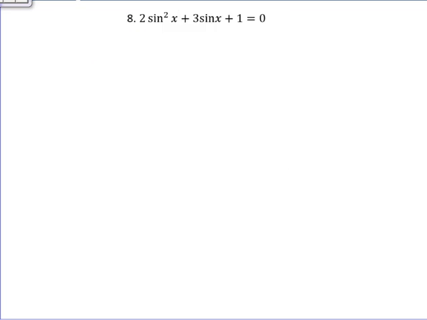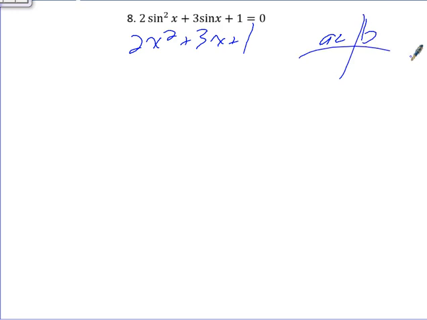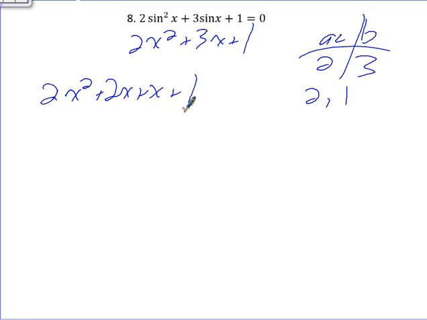For number 8, I don't believe it's a perfect square trinomial because 2 is not a perfect square. So what you're going to want to do for this, you could either substitute x for sine of x and solve it that way. So you could say 2x squared plus 3x plus 1, or you could just solve it right from here using the ACB method. Either way, as long as you remember to substitute back. So 2 and 3, so I know my 2 values are going to be 2 and 1. So I'll continue going with the substituted way. So 2x squared plus 2x plus x plus 1 equals 0.